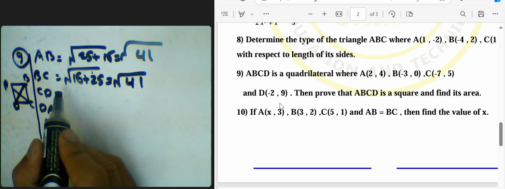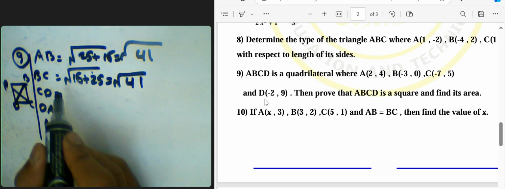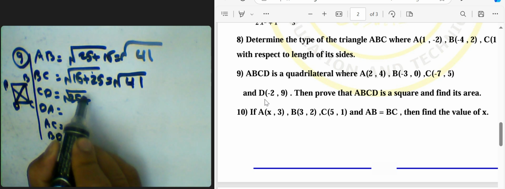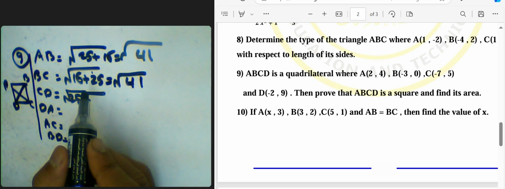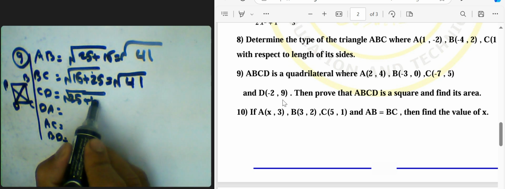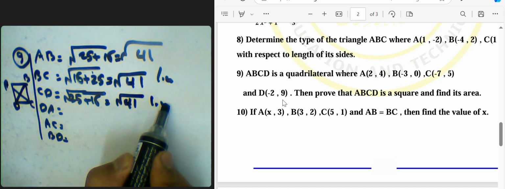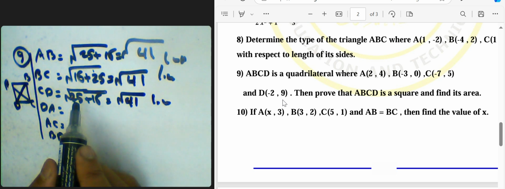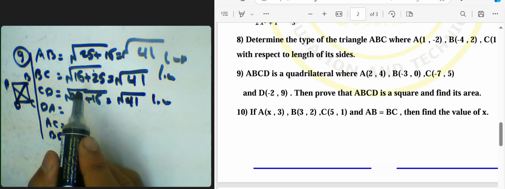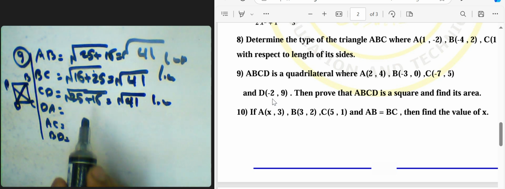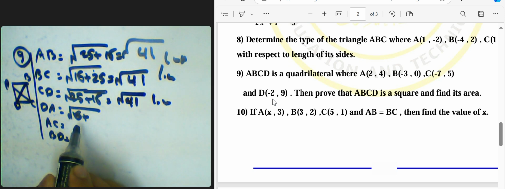And what about C and D here? We can write negative 2 minus 7, which will be negative 2 plus 7, which is 5. 5 squared will be 25. And 5 minus 9 will be negative 4. Negative 4 squared equals 16. So the result will be square root of 41 length units. And DA: we have 2 minus negative 2, which will be 4. 4 squared equals 16. And 4 minus 9 will be negative 5.